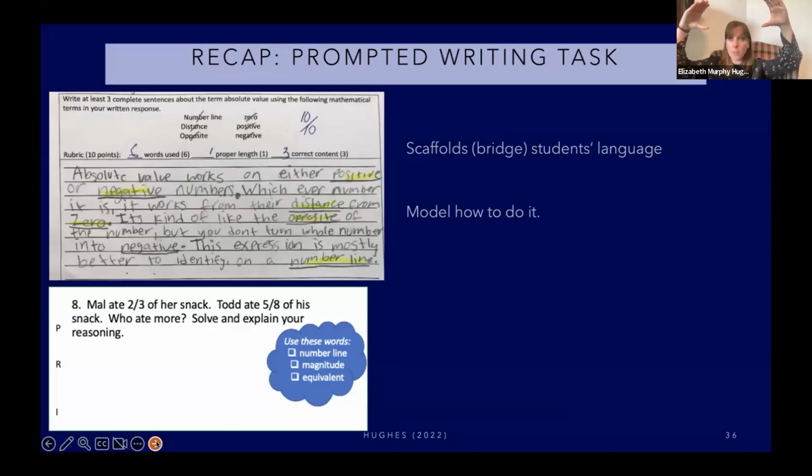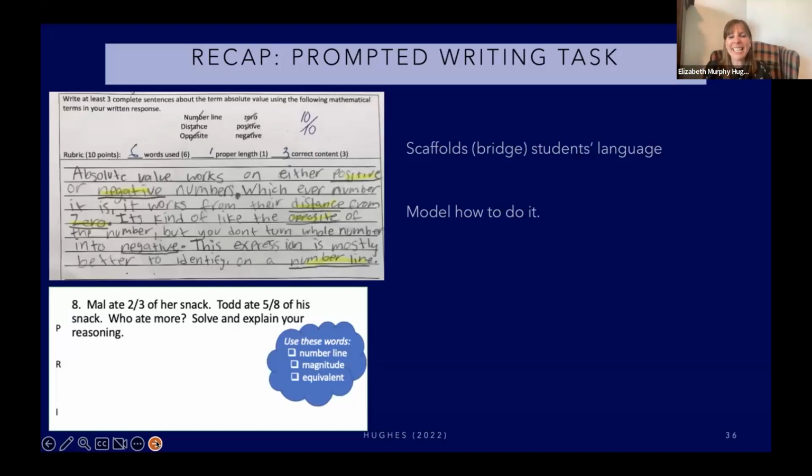Okay. Very important. That's one thing that you can do. Now we're moving into more comprehensive work, more sentences, applying the vocabulary that we developed in that first area. Okay. So in the prompted writing task, you have a writing prompt and you have scaffolded language.